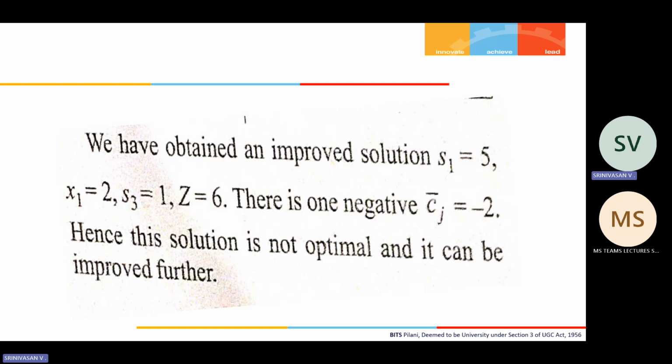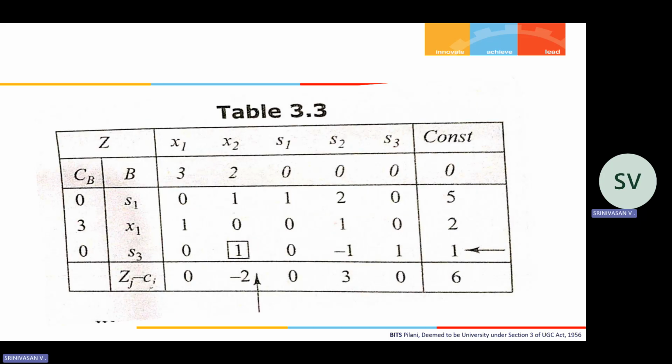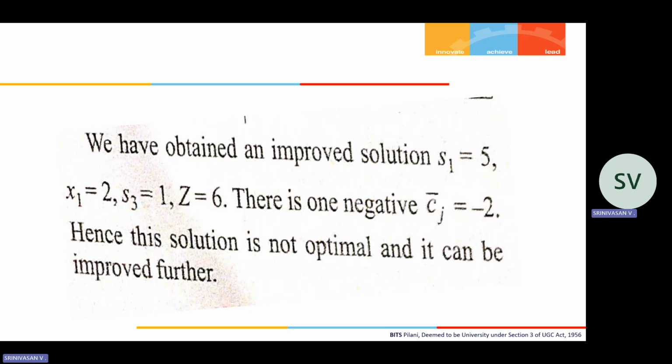So here we have thus obtained an improved solution, S1 equal to 5. Where did you get S1 equal to 5? See, S1 equal to 5. Okay. Then x1 equal to 2, s3 equal to 1, z equal to 6, isn't it? So whatever is available in the table is shown now. There is one negative Cj bar, which is minus 2. Hence, this solution is not optimal. Which solution is not optimal? x1 equal to 2, s1 equal to 5, s3 equal to 1 are not optimal and can be improved further.